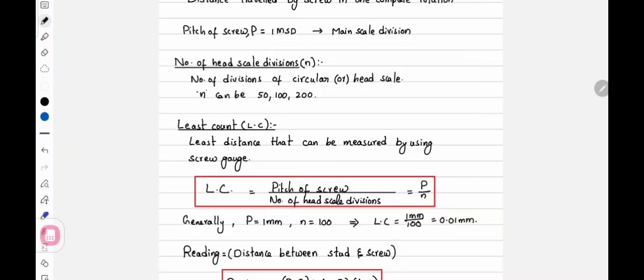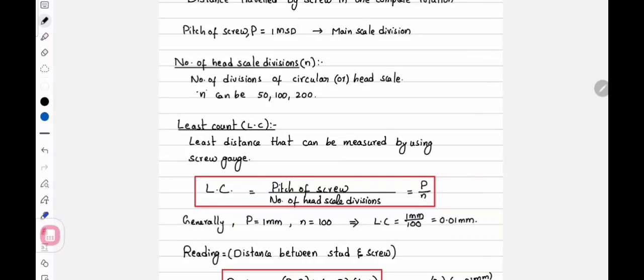PSR is 3 mm. Head scale reading, it's a division actually. Which division is coinciding? Least count we got 0.01 mm. That's how we take. How much? 3 mm. So 3.3 mm will come. That's the reading.